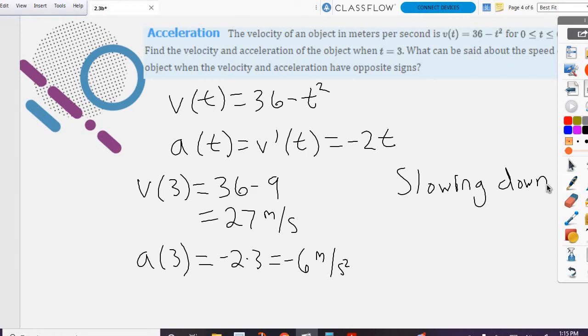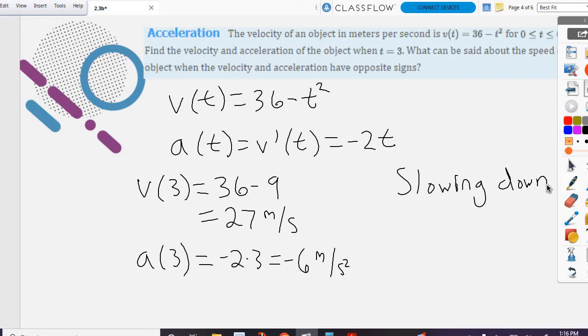So if velocity is negative but acceleration is positive, they're still slowing down. Now, if velocity is positive and acceleration is positive, then I'm speeding up. And if they were both negative, I'm speeding up.